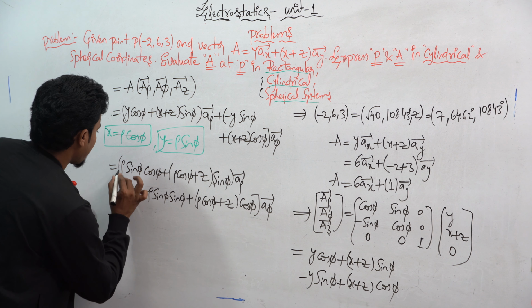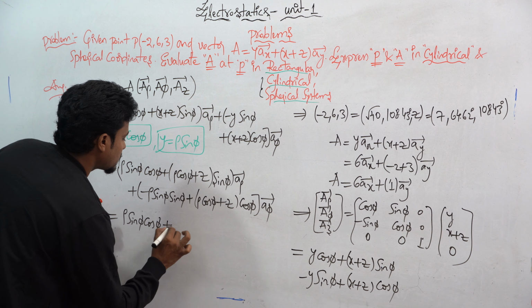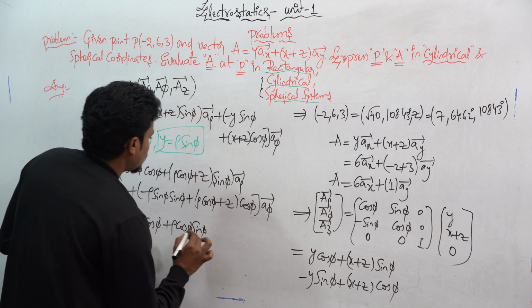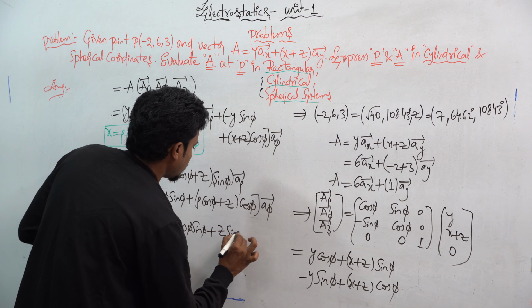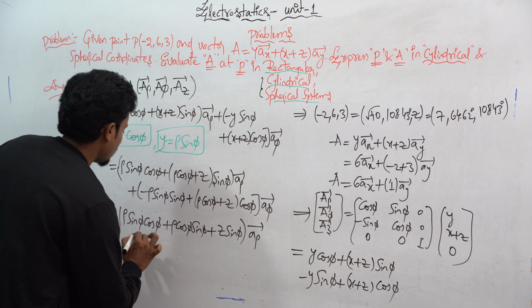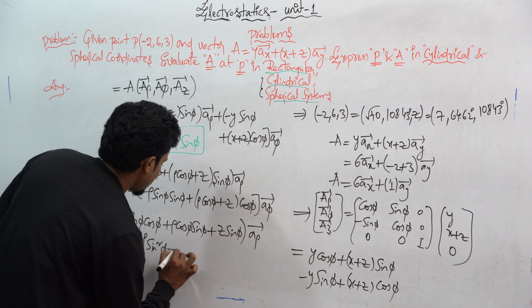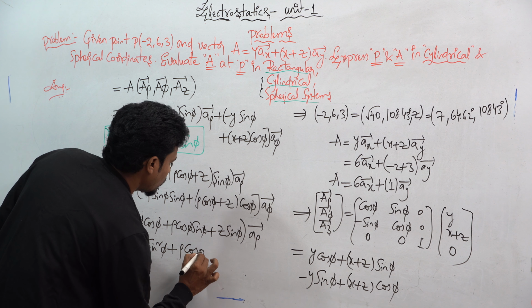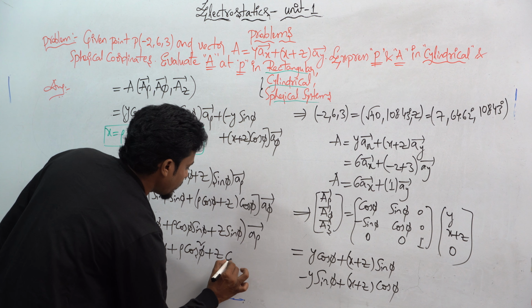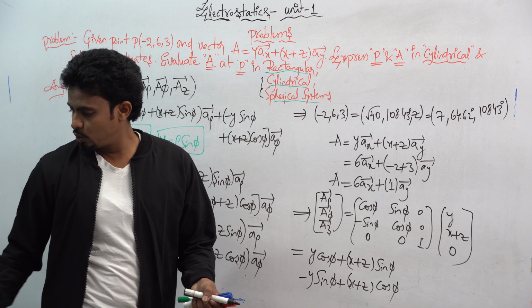Okay, now just apply it. This will become ρ sin φ cos φ plus ρ cos φ sin φ plus z sin φ into a_ρ bar, minus ρ sin²φ plus ρ cos φ into cos φ, that will become cos²φ, plus z cos φ into a_φ bar.